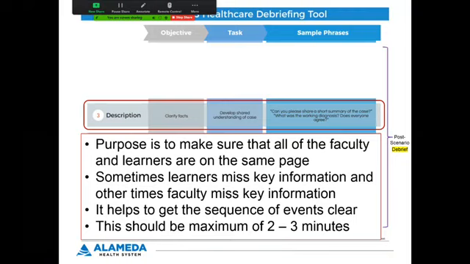And once again, this should be shorter, but you're going to spend a little bit of time here because it's going to be dependent on your scenario as to how much time the sequence is going to take. If it was a 5 to 10 minute communication scenario, it's going to look different than if it was a 20-minute polytrauma scenario.